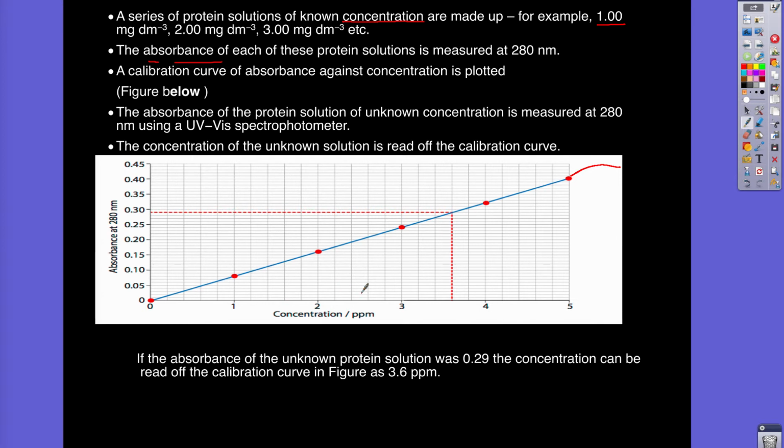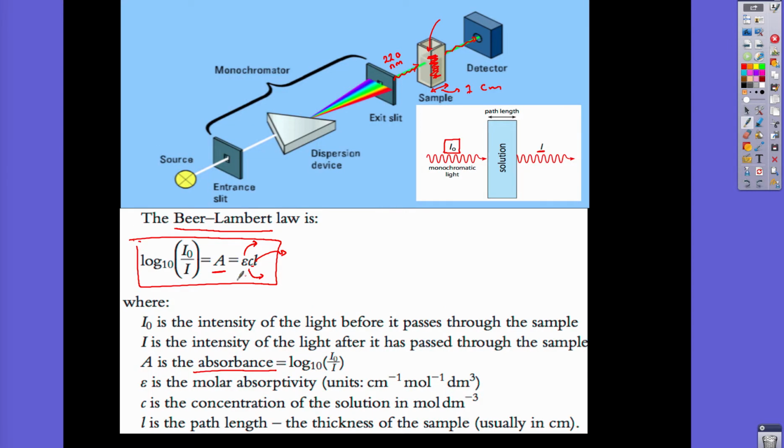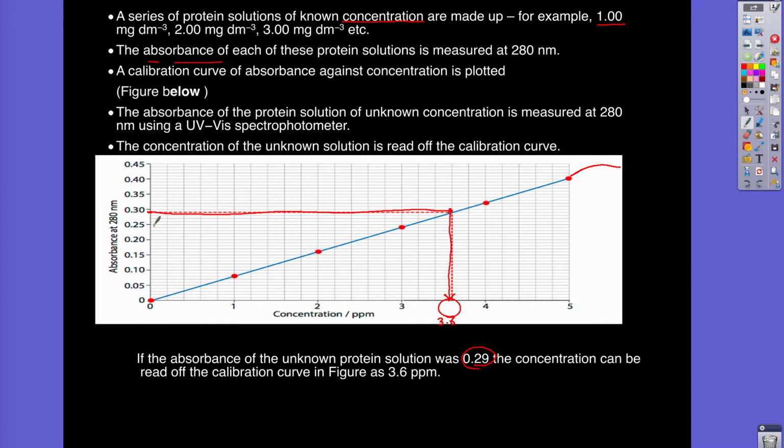Finally, once we have this calibration curve, then the question could be that the absorbance is given. For example, if it's 0.29, on your calibration curve you are going to go to the line and interpolate and come down here and read the concentration of unknown. In this case, for example, this will be 3.6 parts per million. So to do protein assay, we use UV visible light, and you need to be able to use this equation, Beer-Lambert, or be able to look at a graph of calibration and guesstimate what is the concentration of unknown protein.